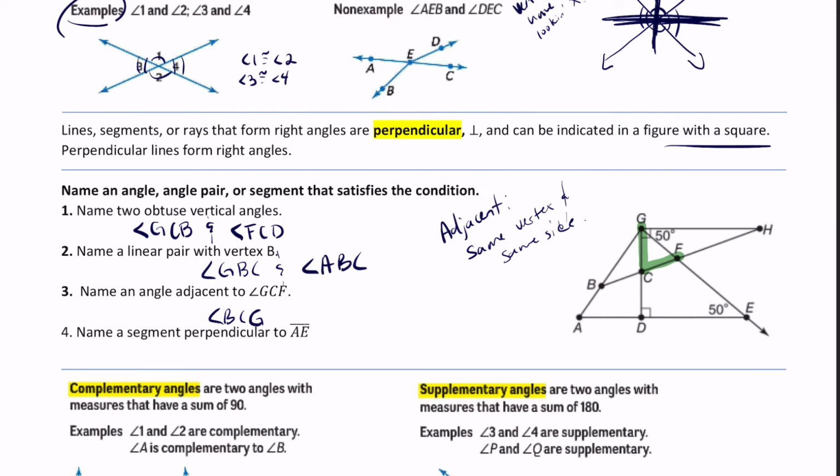Okay. Next one. Name a segment perpendicular to segment AE. So it has to look something like this, right? Here's my line, and it's perpendicular to that line over here. So segment AE is right here. What is the straight line that is perpendicular to this line over here? Well, what about segment GD? That looks like the answer. So I'll write segment GD. Okay? So really, it's all about knowing your definitions in order to succeed with these problems.